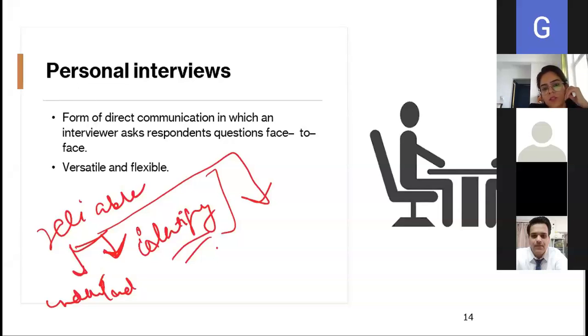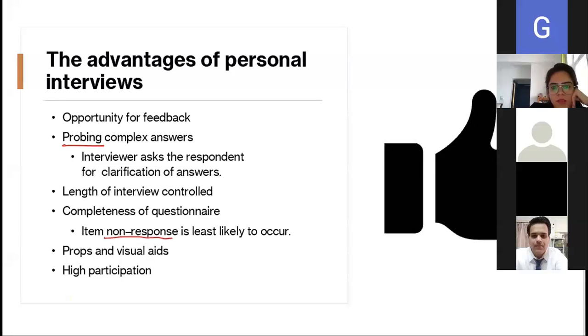What are the advantages of personal interviews? There's opportunity for feedback, and you can do probing. Do you understand what is probing? The interviewer can probe. Investigation, yes, but what is probing? Clear answers, yes. You try to clarify the responses.